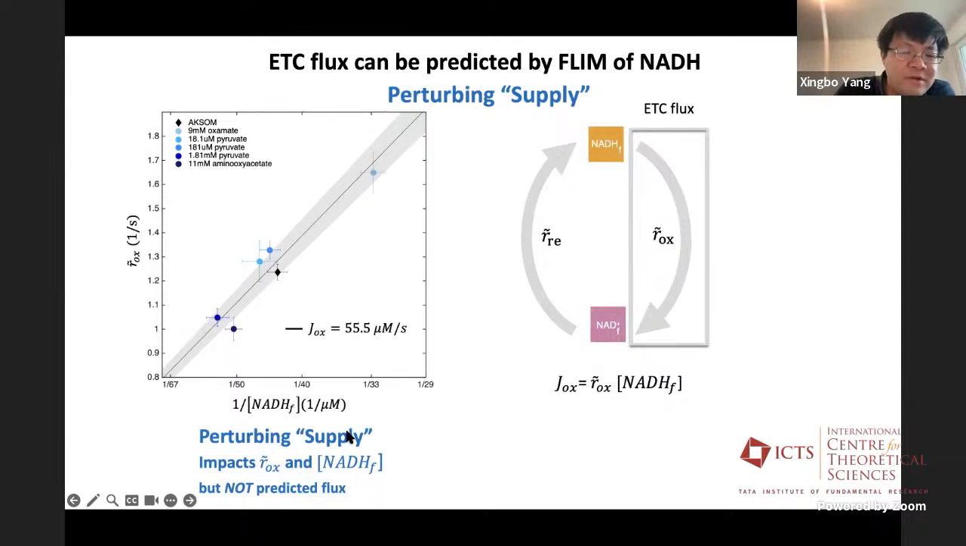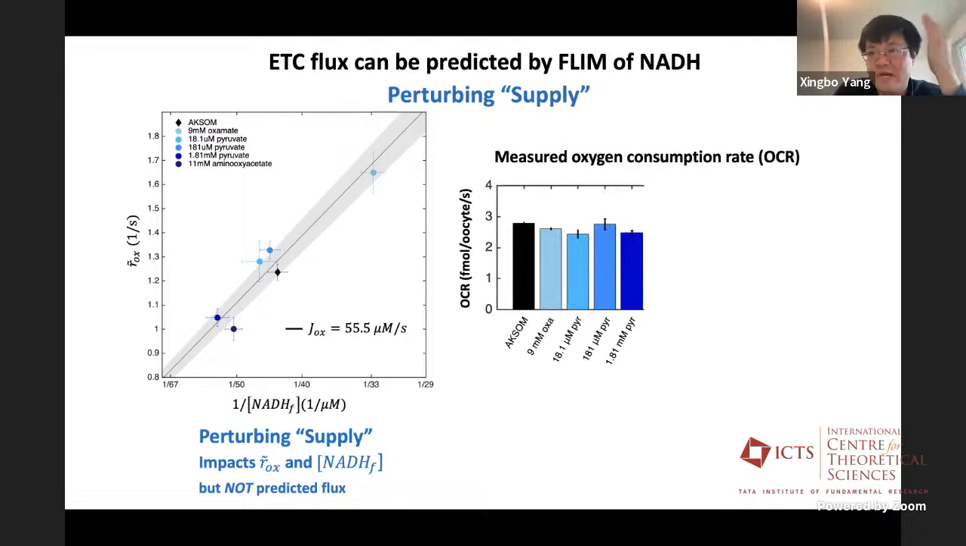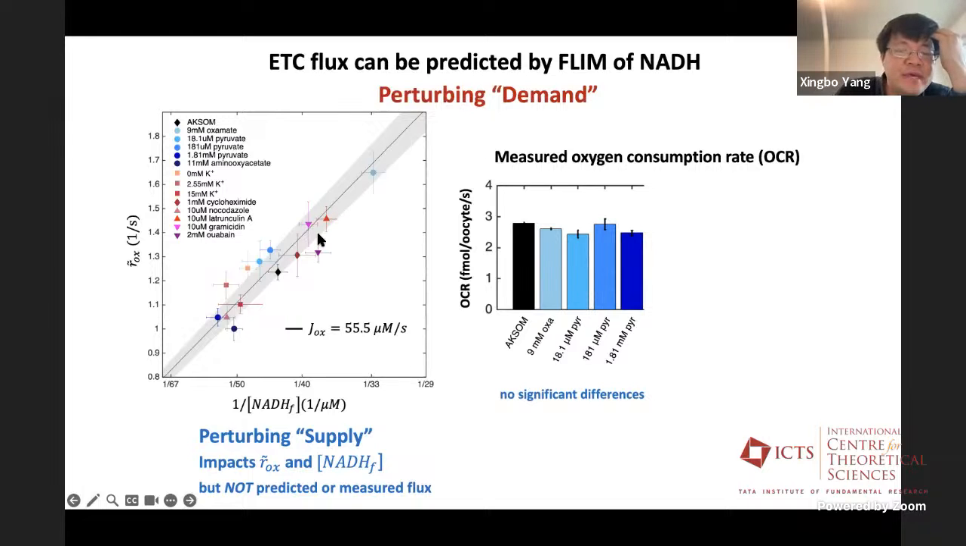So therefore, I conclude that perturbing supply impacts your NADH turnover rate and your concentrations of NADH, but not the flux. In other words, the concentration and turnover rate change in compensatory fashions to maintain the flux. I think it's a pretty non-trivial observation, but of course you have to test it because it's just from a model prediction. So we just measure oxygen consumption rates across the same perturbations, and I see no difference across all the perturbations. So indeed the oxygen consumption rate, or the electron transport chain flux, is not impacted.